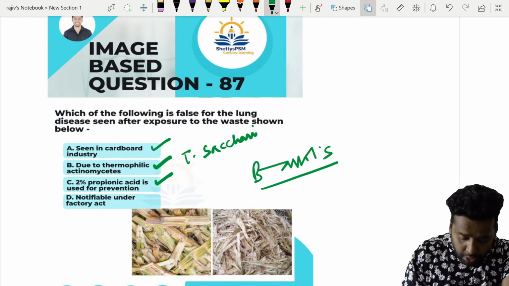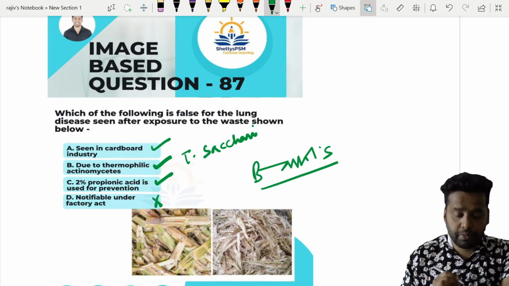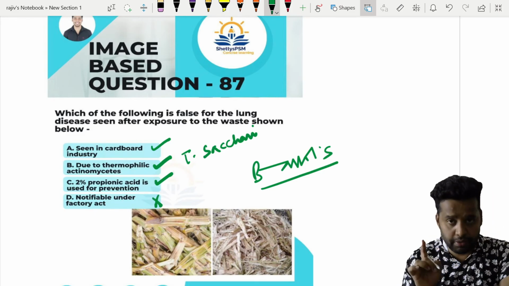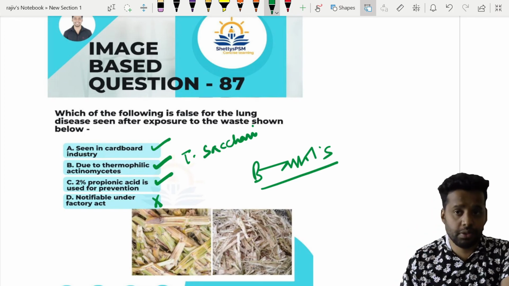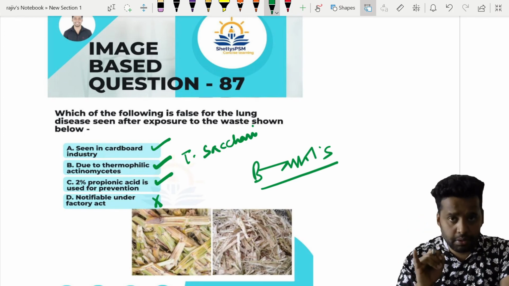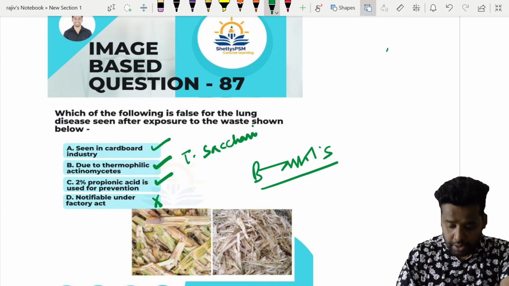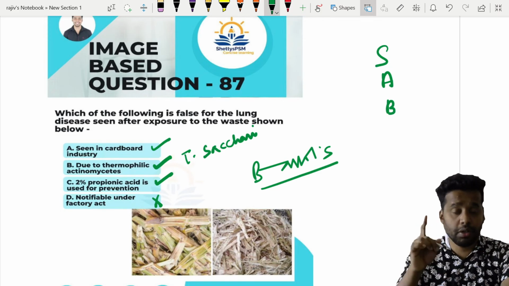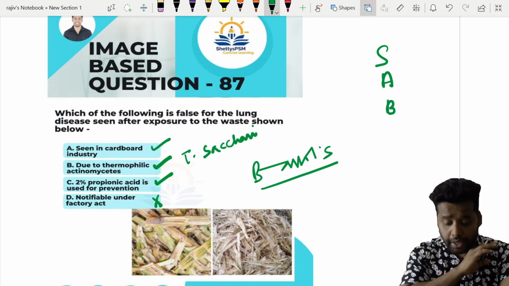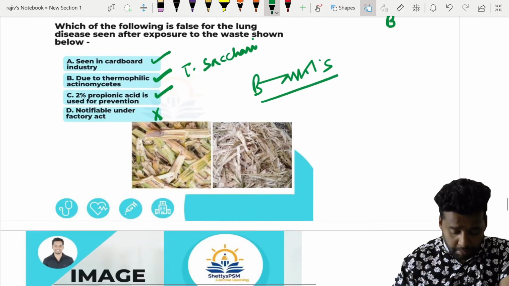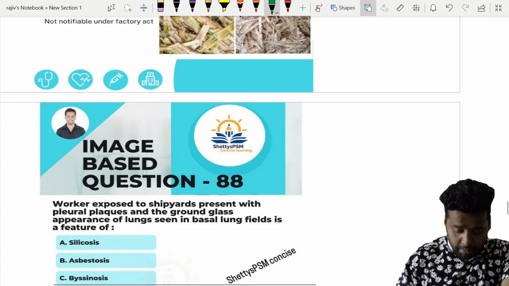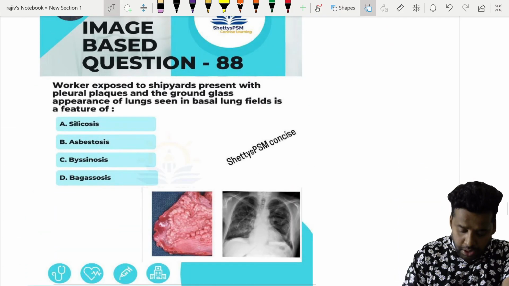If they ask about notifiable disease: bagassosis is not notifiable. Byssinosis is notifiable. Asbestosis is notifiable. Silicosis is notifiable. Remember, silicosis, asbestosis, byssinosis, SAB, but B for bagassosis is not notifiable. Very, very important question.